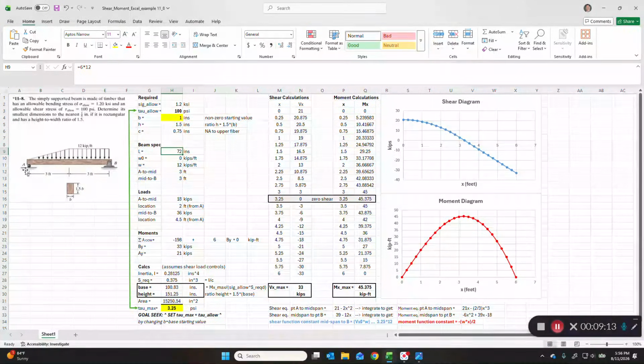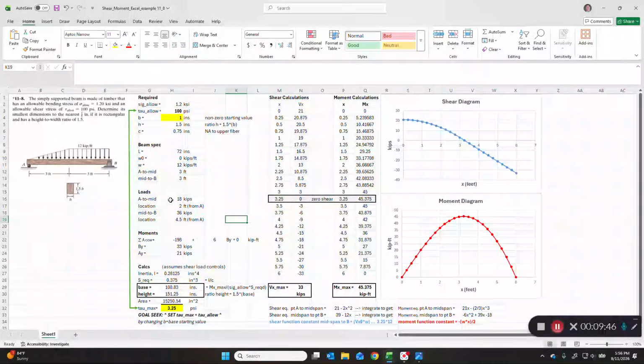The length is 72 inches, 6 feet. W sub O starts on the left at A at 0, increases to 12 linearly, triangularly, and then here are our distances. So what are our loads? We want to replace these distributed loads, triangular and rectangular, with point loads. What are the point loads? Well, the triangular one we can do as it goes from 0 to 12 over a span of 3. So that's 12 times 3 is 36. We divide by 2 since it's a triangle, so that's 18.